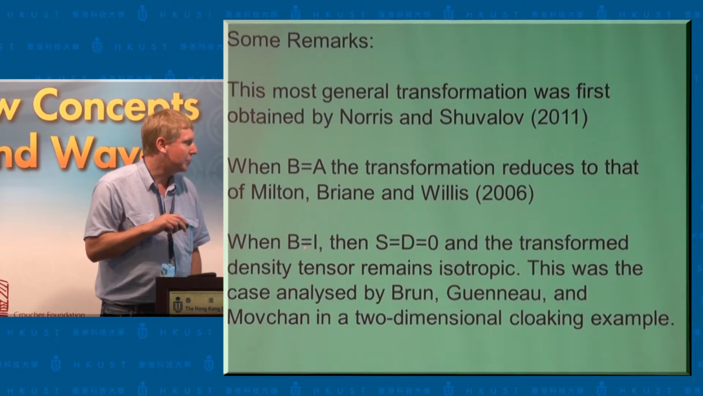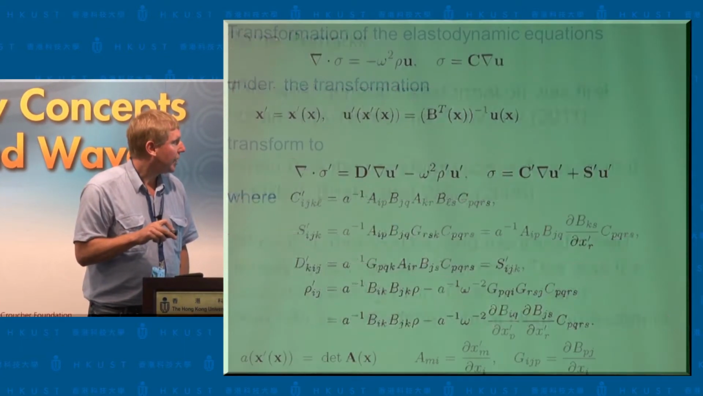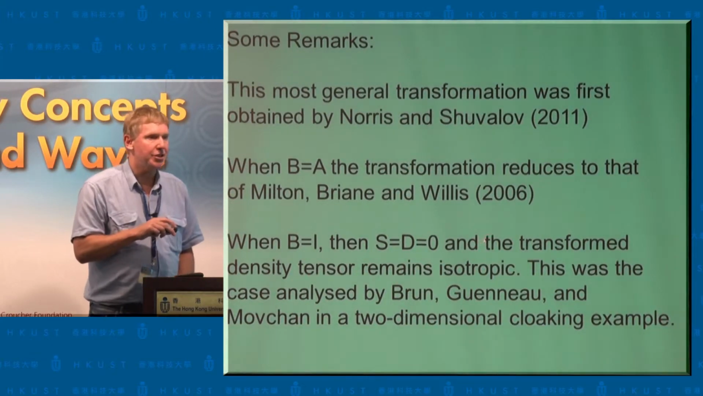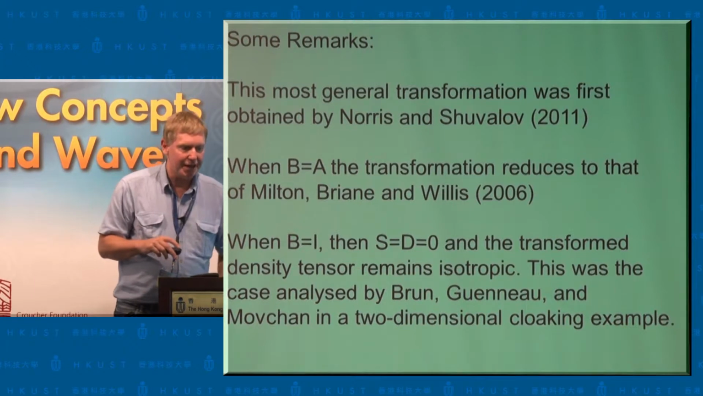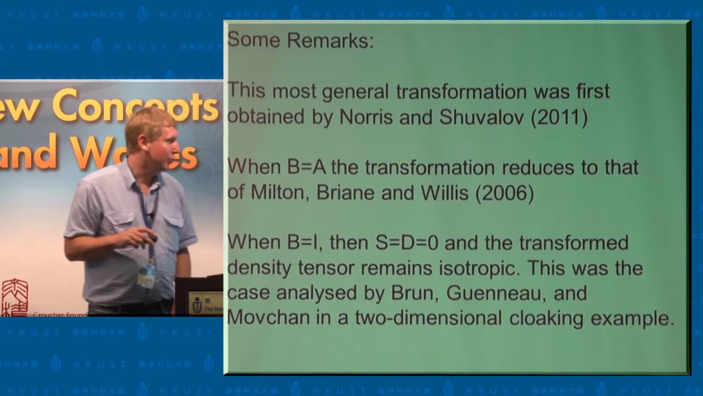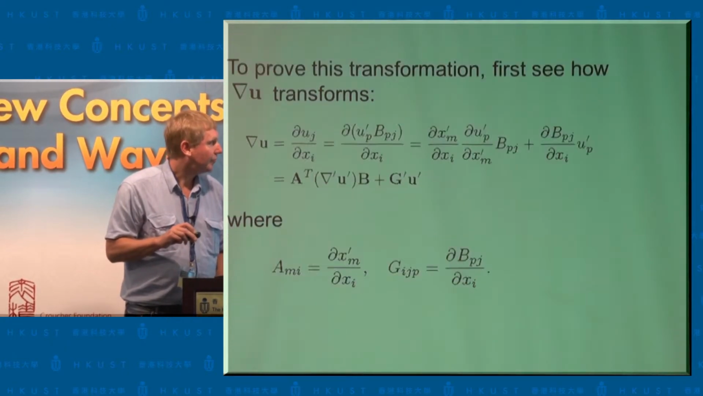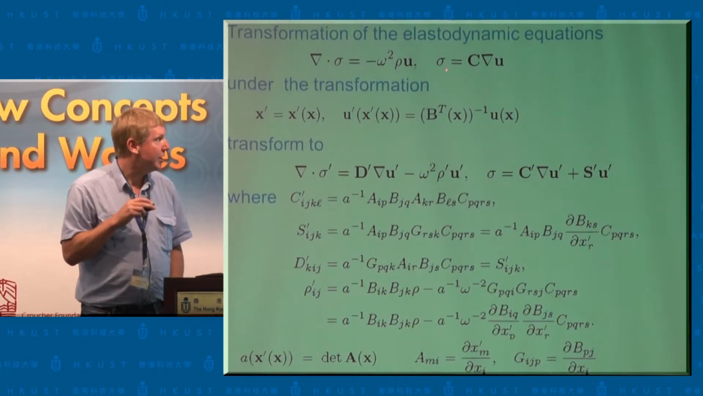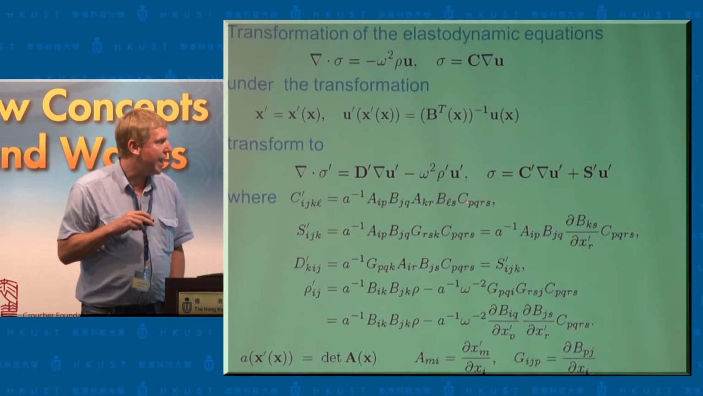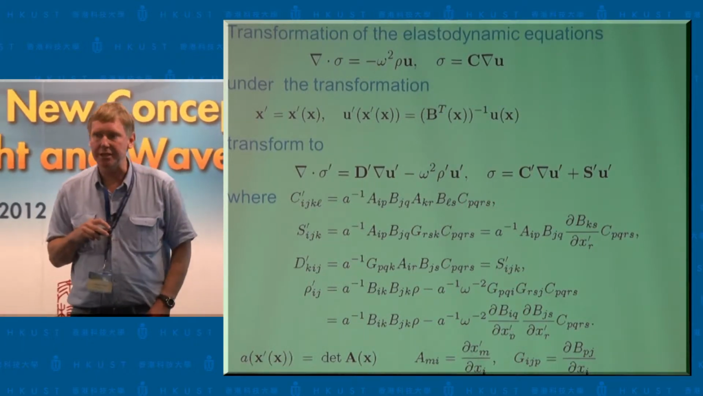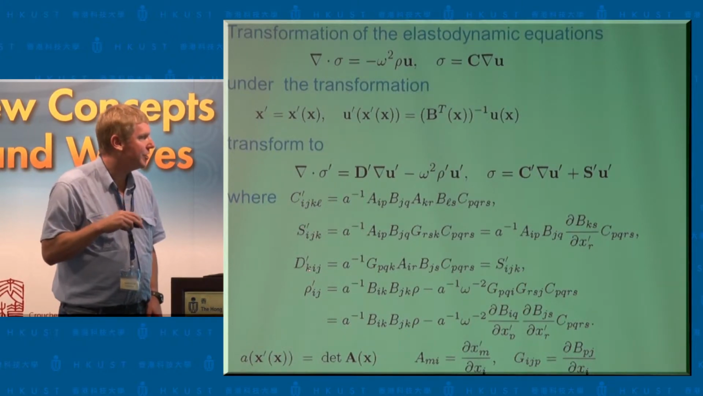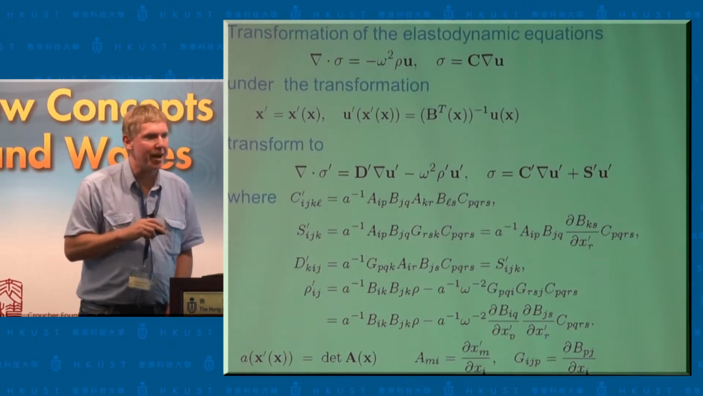And then, interestingly, when B is equal to the identity, in other words, when you don't transform the displacement field, but just leave its components invariant, then the coupling terms actually disappear, and the transformed density tensor remains isotropic. This was the case analyzed by Brun, Guenneau and Movchan in the two-dimensional cloaking example. Also, I should mention that for Maxwell's equations, that corresponds exactly to continuum elastodynamics, but with an elasticity tensor C which is anti-symmetric in the first and second pair of indices. In that case, it's easy to work out that these coupling terms disappear, and so you retain the form of Maxwell's equations.